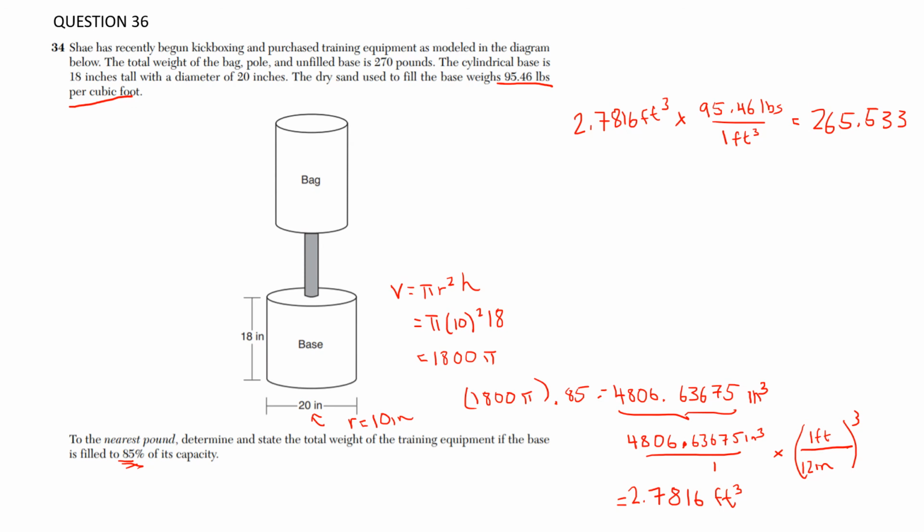So now we're not done yet. This pounds that we got here is only the weight of the base, right? It's only the weight of this portion. We have to add it to the dry mass, the mass without anything filled. So it's given to us that everything with an unfilled base is 270 pounds. So we must do 270 pounds plus the value that we got here.